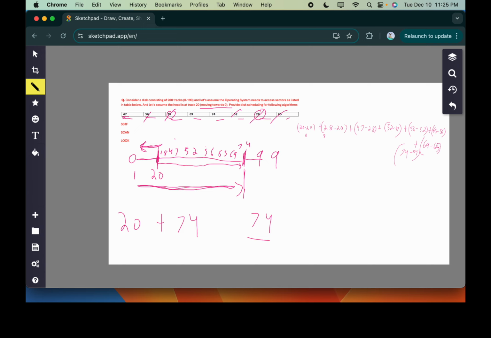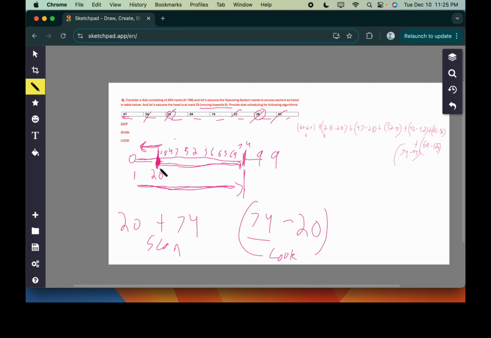So at that point, wait, I'm so sorry. I can't do math. We did not go from 0, sorry. 20 to 74. So again, with LOOK, you go from your value to the smallest to the biggest. We were already at the smallest, we go to the biggest, find the difference between them, 74 minus 20. So that's SCAN, this is LOOK, and then lastly we've got C-LOOK, C-SCAN.